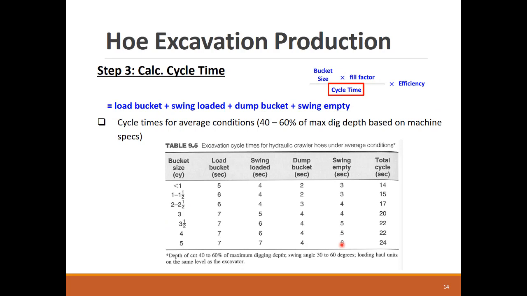The third step is to estimate the excavator total cycle time, which includes four main repetitive steps we discussed before. The shown table shows the typical times of each cycle step and the whole cycle time for different bucket sizes. The excavator will need longer cycle times to fill, swing, and dump bigger bucket sizes. These cycle time values are valid for specific operation conditions in terms of the digging depth and swinging angle.